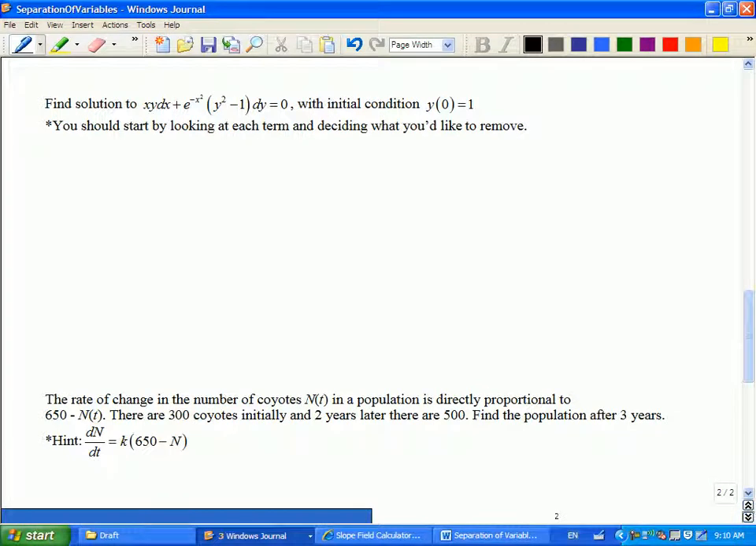All right, so think about how you'd separate this and use the initial condition there to figure out where you're going to be when you solve this, separate it and solve this differential equation from top to bottom.